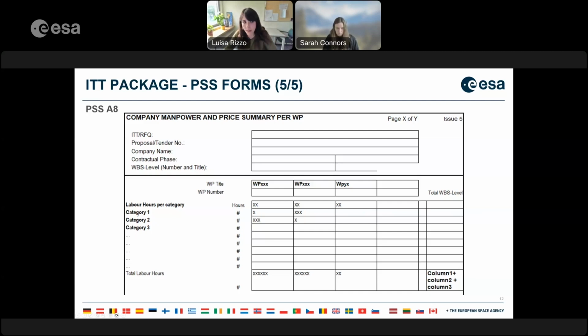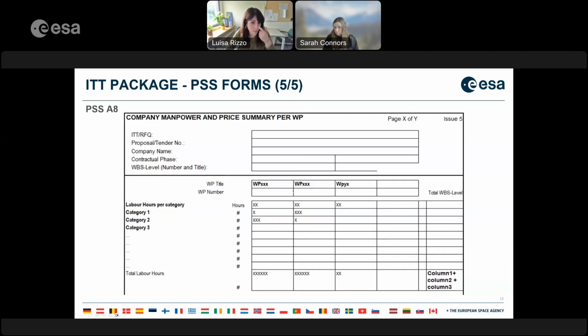But again, when you list the labor categories here, please make sure this information corresponds to the one provided in the key personnel table, because we find a lot of discrepancies, not only with regard to the number of hours, but also with regard to the labor categories claimed in the key personnel table and, on the other side, in the PSS A8. So as you can see, per each category, you will find on the right side a number of columns.